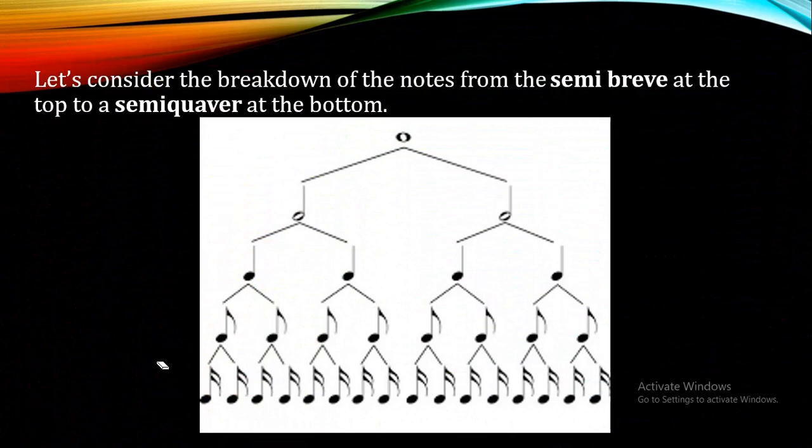Now, this is a breakdown of the other one, much as it is incomplete. Let's consider the breakdown of the notes from the semibreve at the top to a semi-quaver at the bottom. This is what I was saying. You need 2 minims to give you a semibreve.